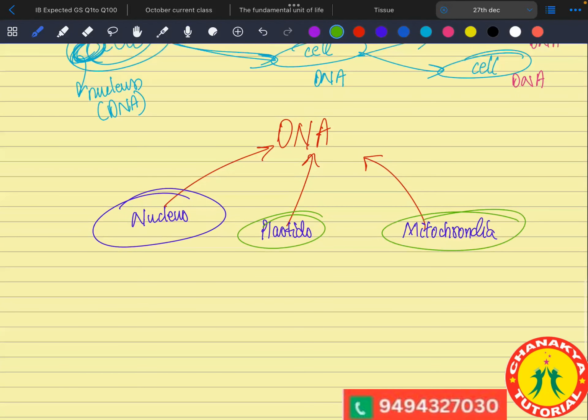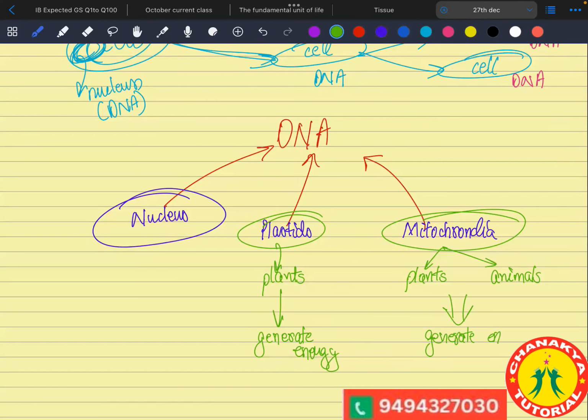This mitochondria is present in plants also. It is present in animals also. Whereas plastid is present only in plants. And both of these are used to generate energy. So both have the function to generate energy. So these are a unique kind of organelles which contain their own DNA.